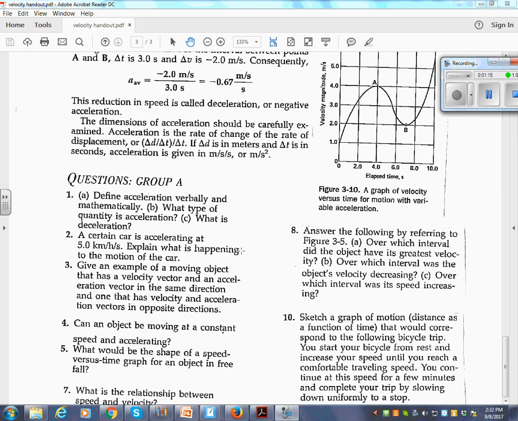Give an example of a moving object that has a velocity vector and an acceleration vector in the same direction. So give me an everyday example. Just a car, a train. It has to be moving. It has to be accelerating, right? Because if there's no acceleration, then the acceleration direction would be none. So it would have to be a car speeding up, right?